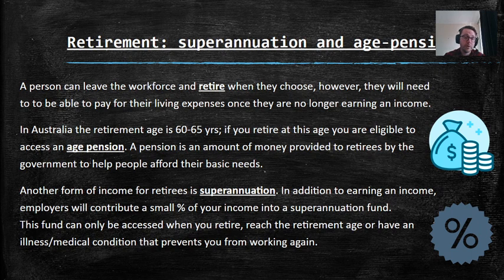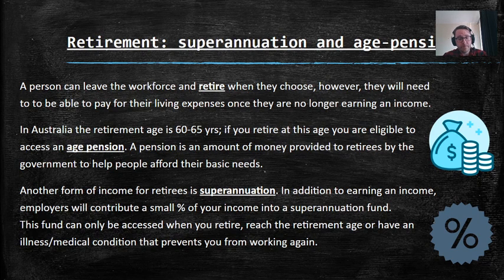So the government realized, they looked at the situation, they said, okay, once you've stopped working, it's kind of hard to afford living expenses. It's kind of hard to afford food, water, electricity, etc. So people who have retired can access a pension. So every week or every month, the government sends them a pension, which is a little bit of money to help them pay for food, water, all their needs and wants.